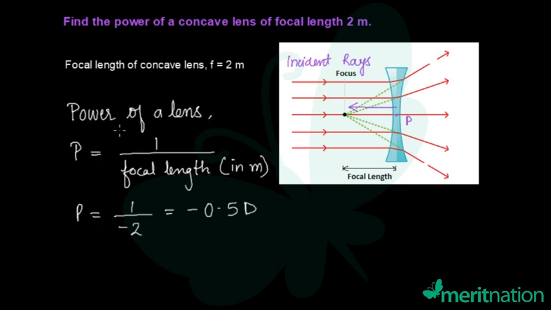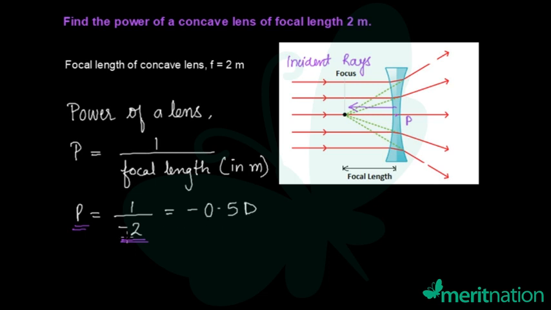Now we also know that the power of a lens is given as 1 upon focal length, and we have to take the focal length in meters. So the power comes out to be 1 upon -2. I have already explained why I took this minus sign. So the power comes out to be minus 0.5 diopters.